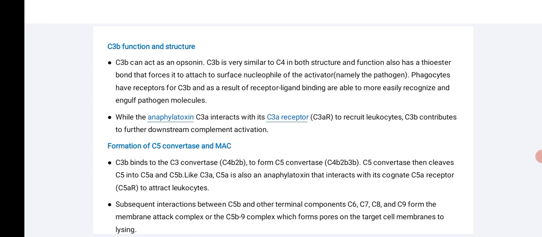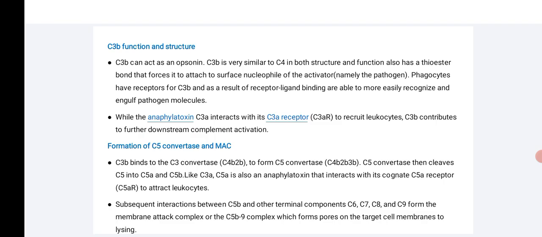C3b is very similar to C4 in both structure and function. It also has a thioester bond that forces it to attach to the surface nucleophile of the activator, namely the pathogen. Phagocytes have receptors for C3b, and as a result of receptor-ligand binding are able to easily recognize and engulf pathogen molecules, while the anaphylatoxin C3a interacts with its C3a receptor to recruit leukocytes. C3b contributes to further downstream complement activation.